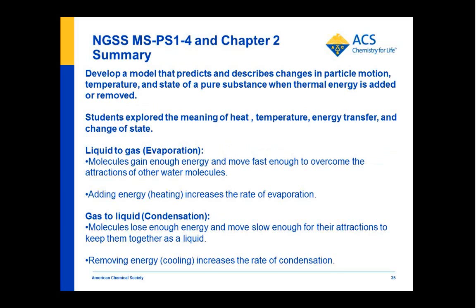What we saw was that students explored the meaning of heat, temperature, energy transfer, and changes of state. We looked at evaporation and condensation, and we used the ideas from chapter 1 about particles gaining energy and moving faster and further apart. That's what allowed them to evaporate. And particles losing energy, or cooling, slowing down, getting closer together, eventually leads to condensation.